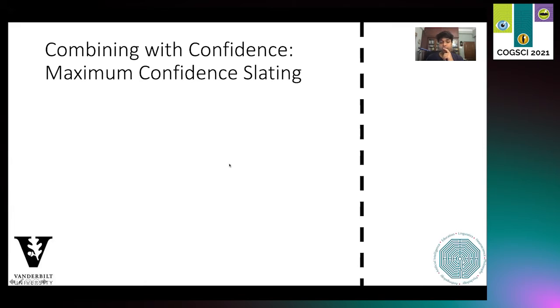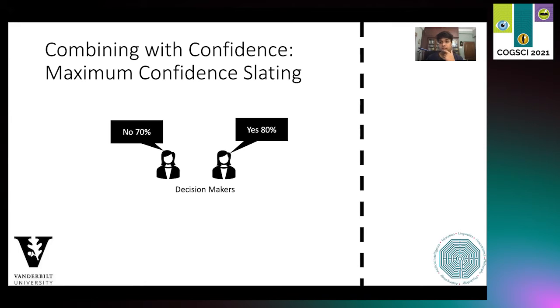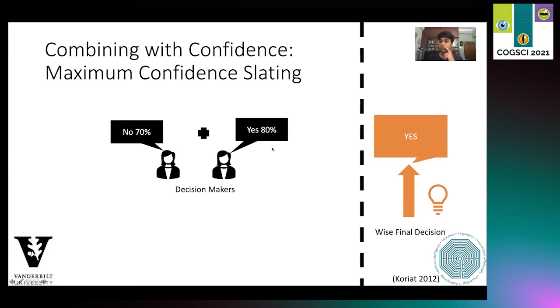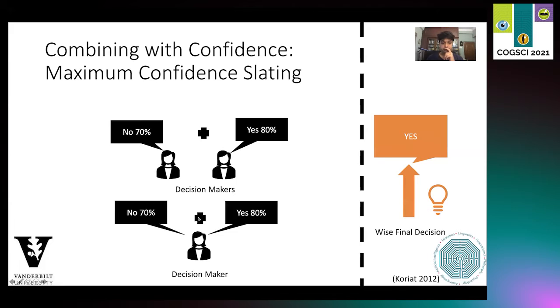So how do we combine with confidence? This is in Koriat 2012. He showed that if you have a pair of decision makers, you can combine them by taking the more confident decision maker. You can repeat the same process with the single person, which is what we're going to do, and take the more confident in the pair of responses. But it's important to note that because there are individual differences in the way people report confidence, you need to standardize confidence before taking it in your algorithm.